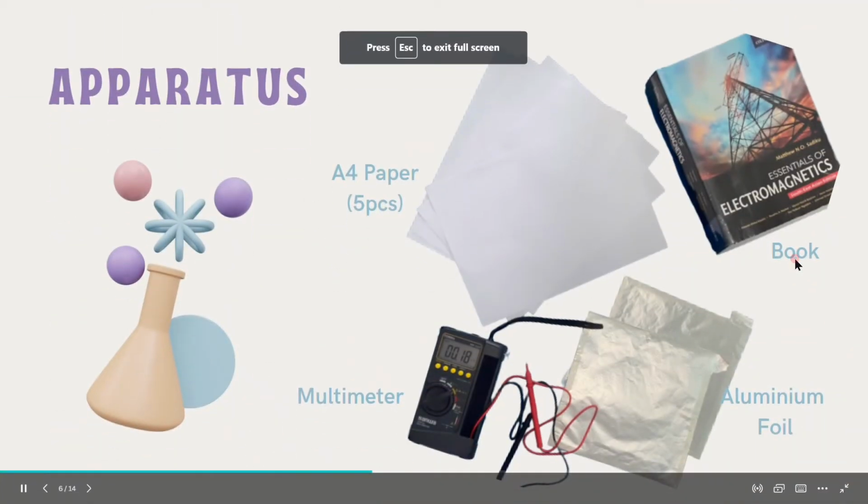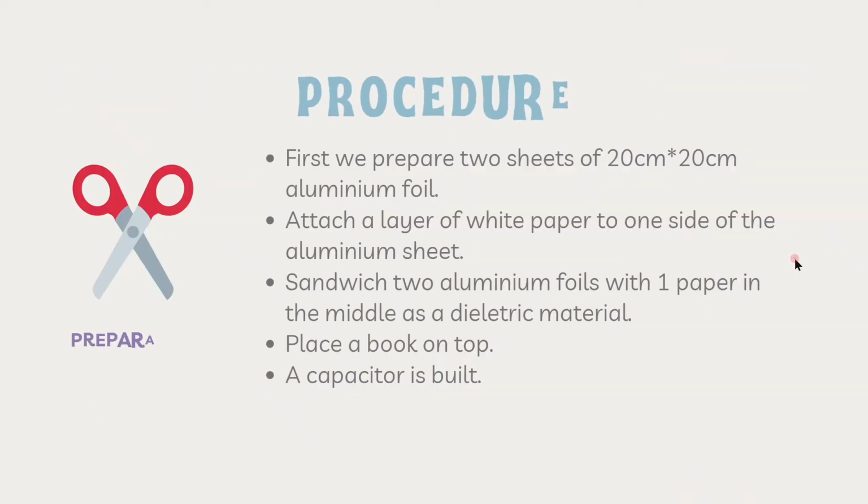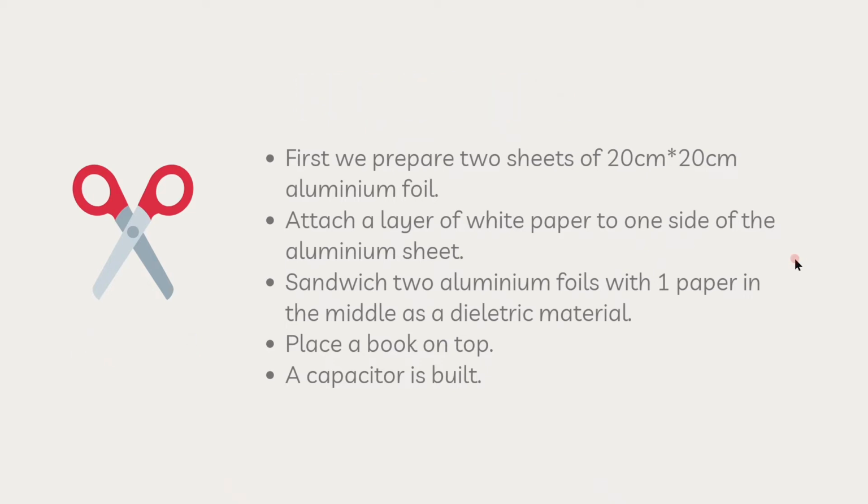Hi, my name is Ben, and I'm going to talk about the apparatus needed. We will need 5 A4 papers, a thick book, a multimeter, and aluminum foil. First we prepare 2 sheets of aluminum foil, and then we sandwich an A4 paper in between the two aluminum foils as a dielectric material. Next we place a book on top, and then the capacitor is built.